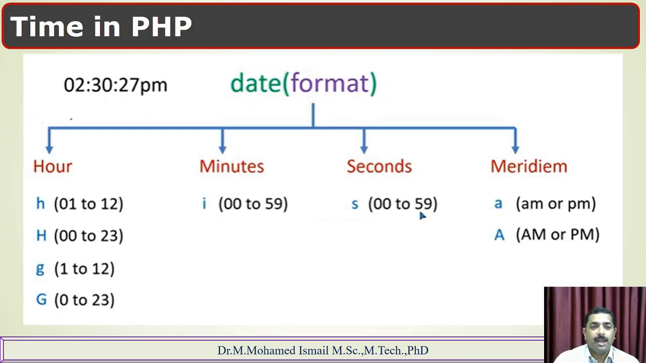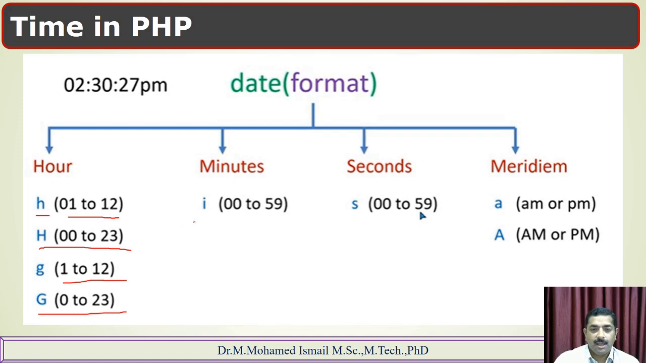Similarly, in time format, we use date with hours. Small h is double digit of the 12 hour format. Capital H is double digit of the 24 hour format, 00 to 23. Small g is the 1 to 12 hour format in a single digit, that means 1, 2, 3, 4 single digit will come. Capital G is 0 to 23 in a single digit format.